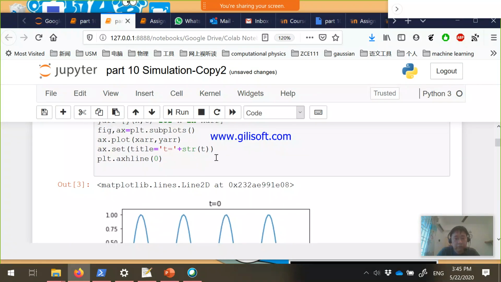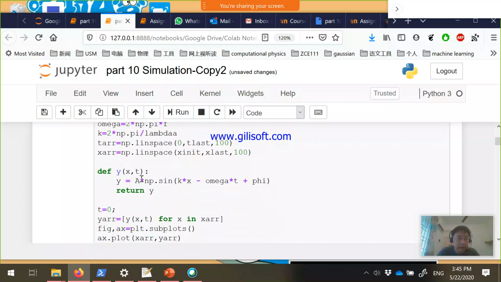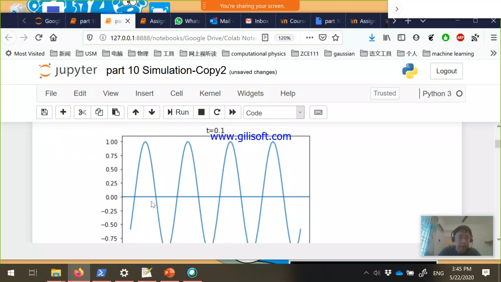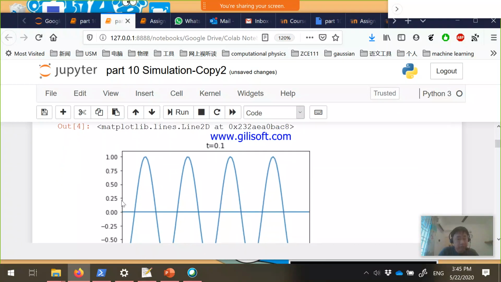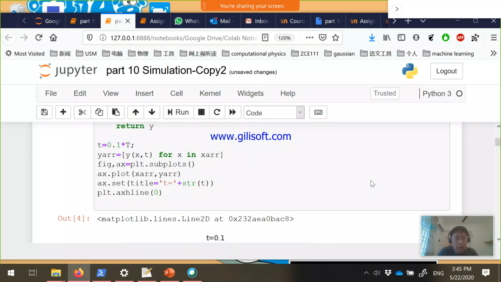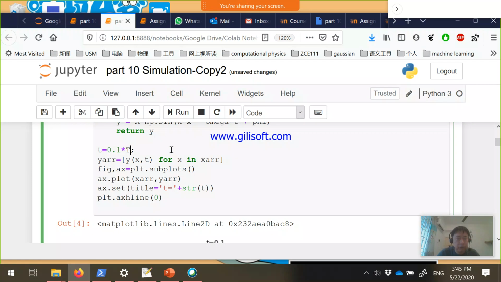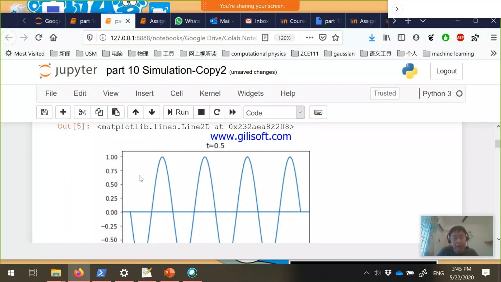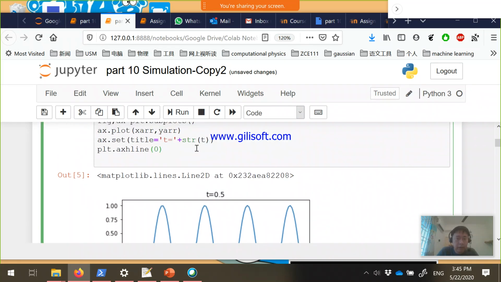Now if you change the value of t to some other value, say 0.1 times the period, then it looks like the wave looks slightly different. Just now it started from here, but now it looks at different locations. If it's 0.5 t, then you cannot see quite clearly how the wave changes with time. But it is obvious that with different values of t you can display the profile. So what we want is to display the profile.